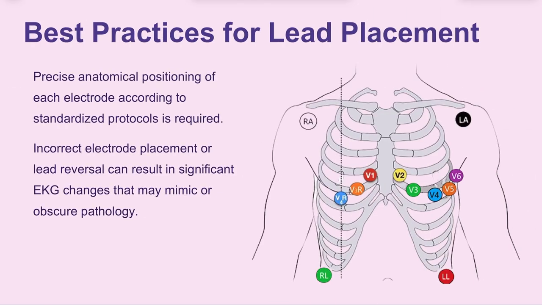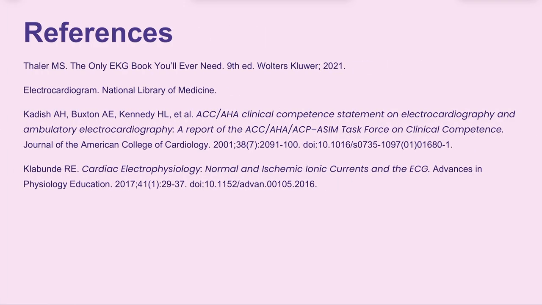And the last thing I'll follow up with here is that the precise anatomical positioning of each electrode according to standardized protocols is absolutely required. If you switch the electrode placement or you connect the wrong wire, this can result in significant EKG changes. It can make things upside down that should be right side up, and that could mimic or obscure pathology, leading to incorrect diagnoses. And there are some references for you, and I'll see you in the next module.